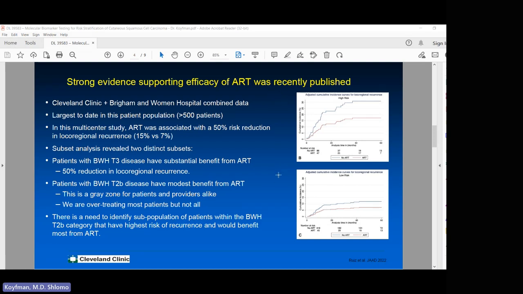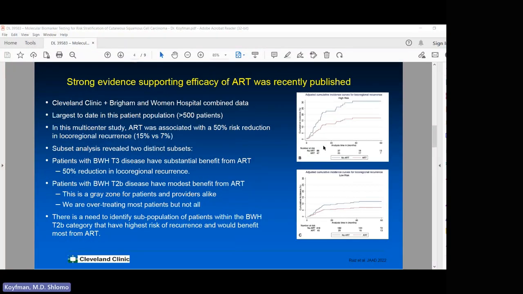And that allowed the Brigham T2B patients, who historically, based on older data, I treated all of them because the historical data said their risk was 20 to 30%. In actual fact, it's not the case. Without adjuvant radiation, it's somewhere in the low teens, and with adjuvant radiation, it's in the mid-single digits. And this, again, as best as we can using clinical pathologic parameters, this is, I think, the best risk stratification you have in terms of informing adjuvant radiation therapy decisions to date.